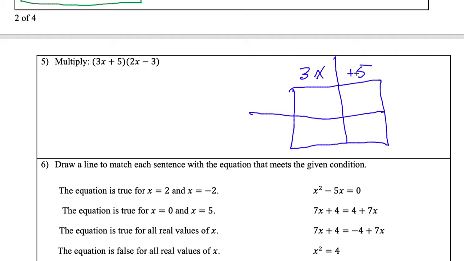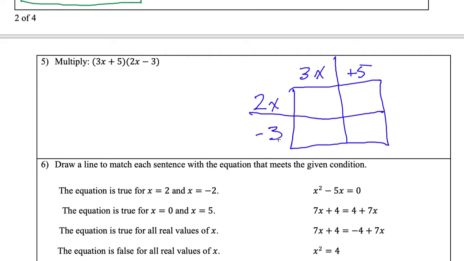Guess what the left side is going to be? 2x minus 3. It is going to be 2x minus 3. Oh, this is like the butterfly. Okay, so butterfly method possibly.